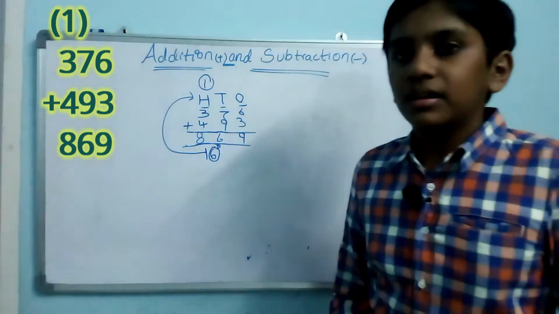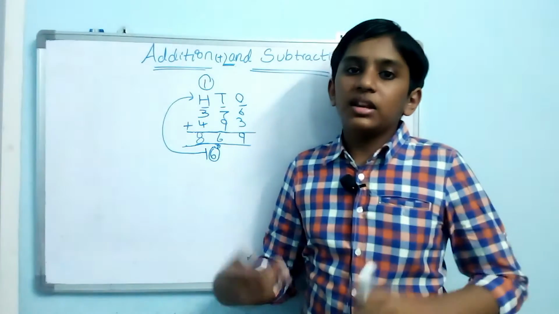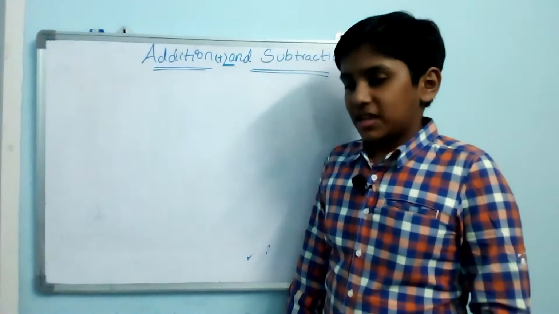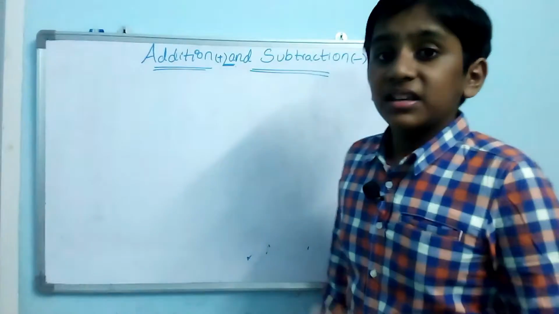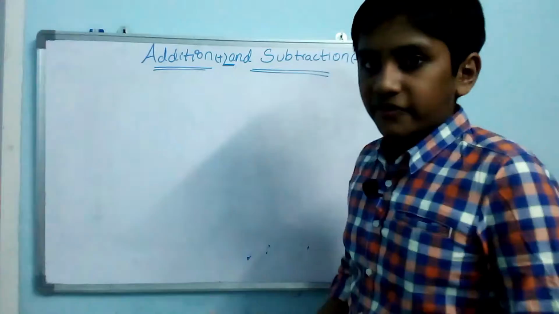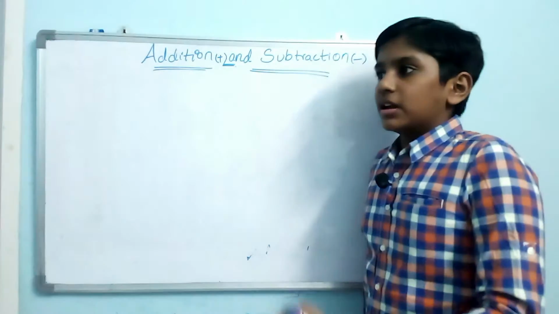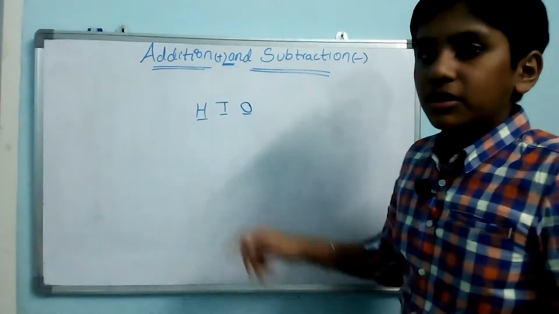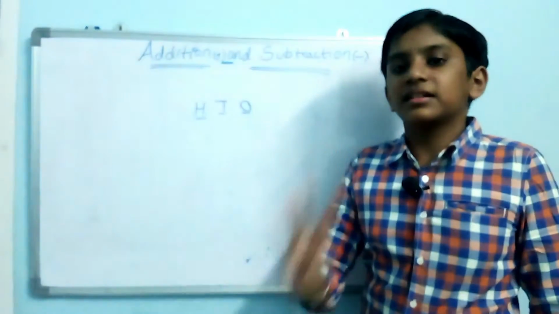Now my friends, we learned about carrying. Now let's learn about carrying with another example. My friends, now let's add 600. First, before we take any numbers, we have to label them. My friends, ones, tens and hundreds, because we are going to solve 3-digit numbers.